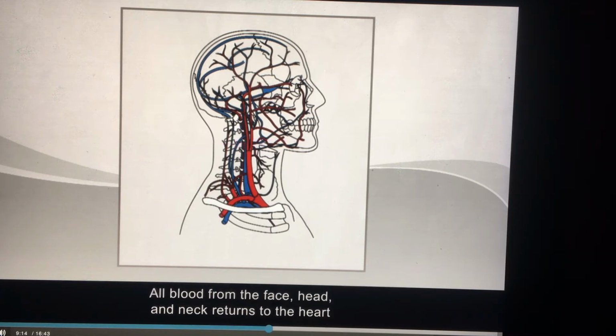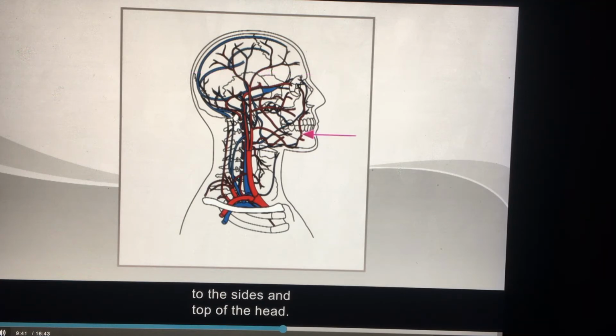All blood from the face, head, and neck returns to the heart through 2 veins, the internal and external jugular veins. The occipital artery supplies blood to the back of the head up to the crown. The posterior auricular supplies blood to the scalp above and behind the ears. The superficial temporal artery supplies blood to the sides and top of the head. The external maxillary or facial artery supplies blood to the lower portion of the face, including the mouth and nose. Be sure to study your textbook for a complete description of all the arteries and veins of the face, head, and neck.